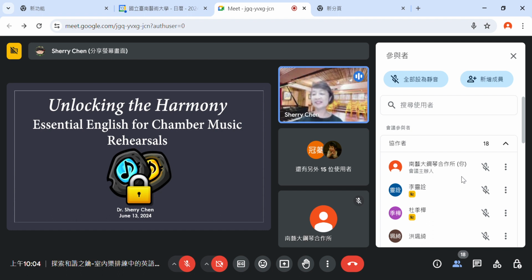Okay, so let's get started. The title of today's topic is Unlocking the Harmony, Essential English for Chamber Music Rehearsal. So basically, I will be sharing with you how to effectively conduct a chamber music rehearsal. In other words, how to effectively use the time during the chamber music rehearsal, so everyone understands everybody's conversation.